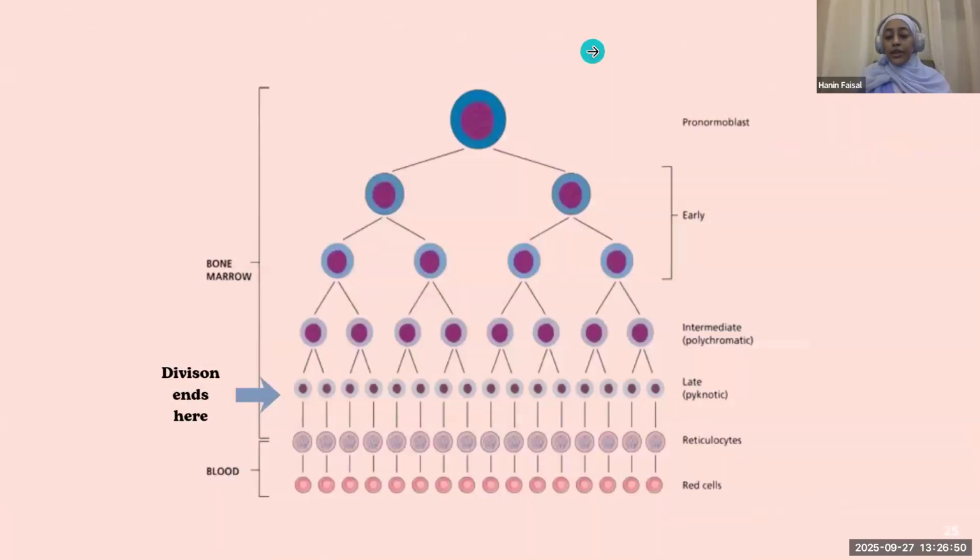Okay, I added this slide just for completion's sake. I don't know how important it is, but I thought maybe a question can come. The main thing the doctor stressed on for this slide is the division. You have here the pronormoblast, and then you get your early, intermediate, and late. It keeps on dividing, dividing, dividing. The stage where this division ends is the late. I felt it can be an exam question, even if it's low yield, it might come. So just know that division ends in the late normoblast.